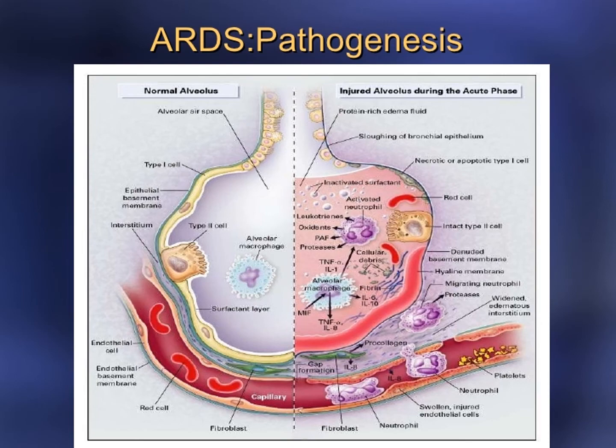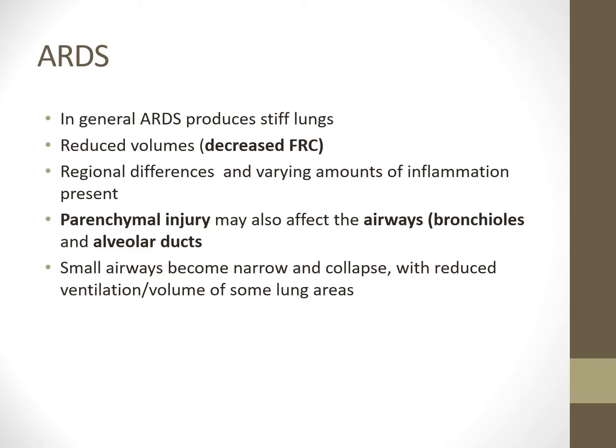You get leaky lungs, which leads to stiff lungs. So we have reduced volumes, a decrease in your FRC. Regional differences and varying amounts of inflammation are present, so some patients do better proning or on certain sides. Parenchymal injury may also affect the airways, the bronchioles and the alveolar ducts, and then the small airways become narrow and they collapse, with reduced ventilation volume of some areas.